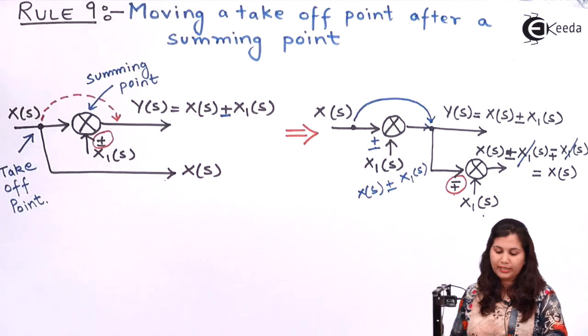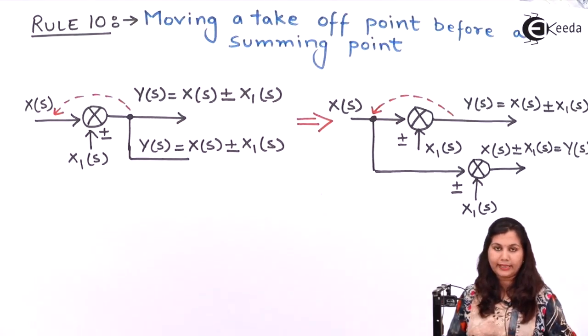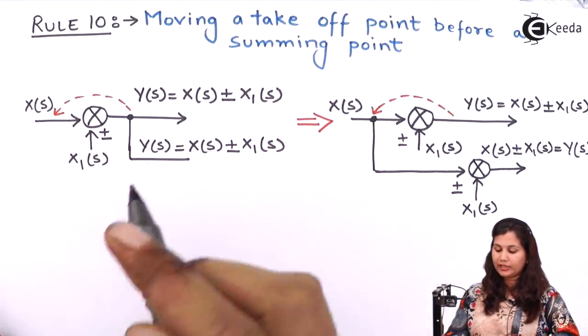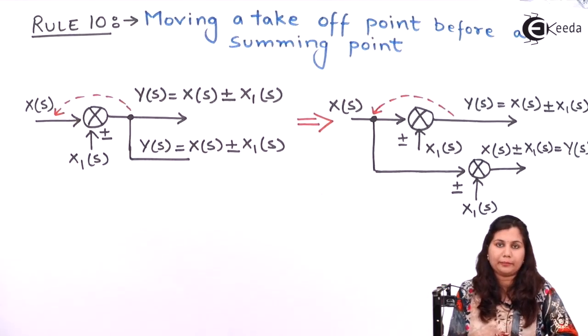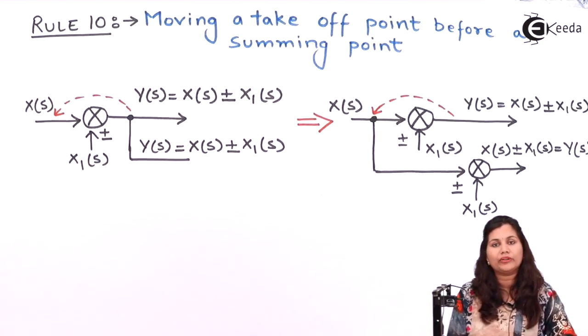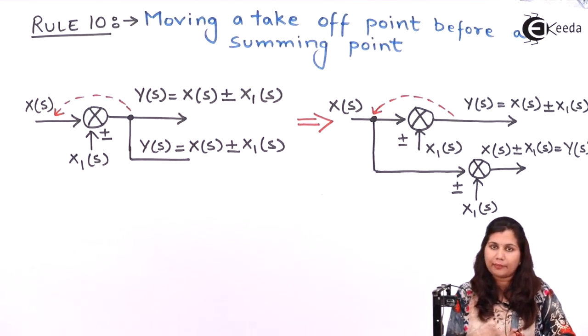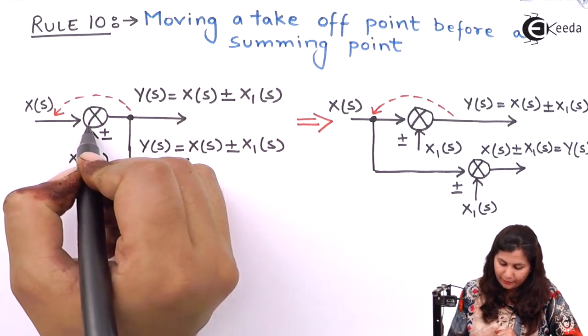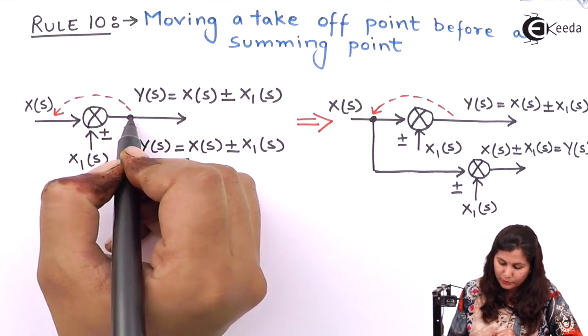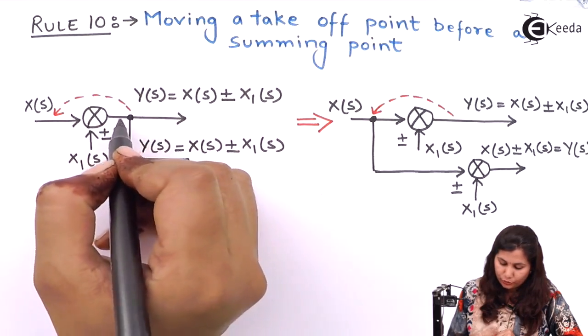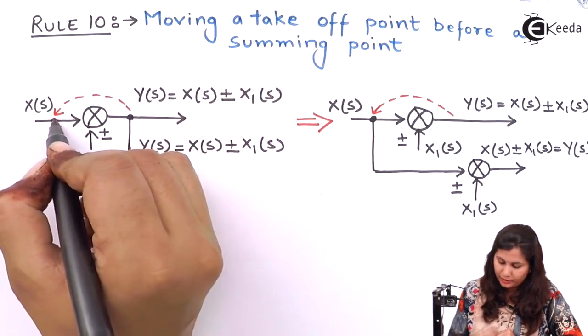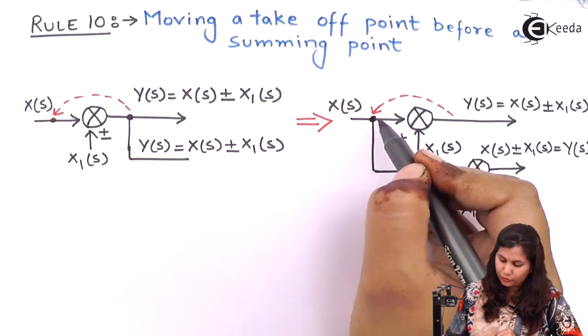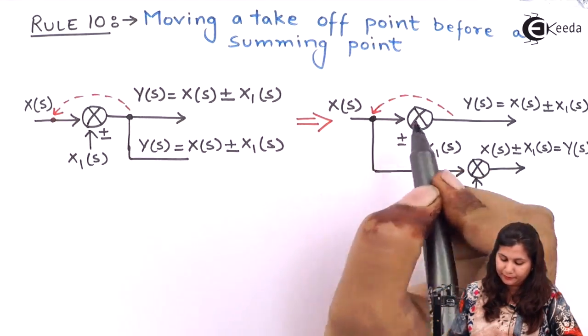Now the next rule is rule number 10, that is moving a takeoff point before a summing point. First we have studied moving a takeoff point after a summing point. Now we will study moving a takeoff point before a summing point. This is the takeoff point, this is the summing point. We are shifting it from the position after to before. Okay, this is shifting to before the summing point.